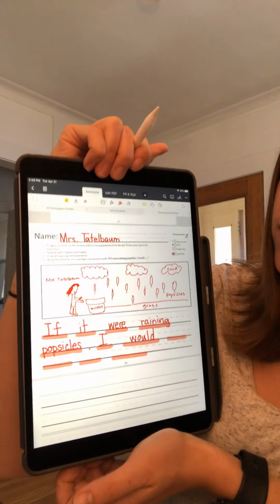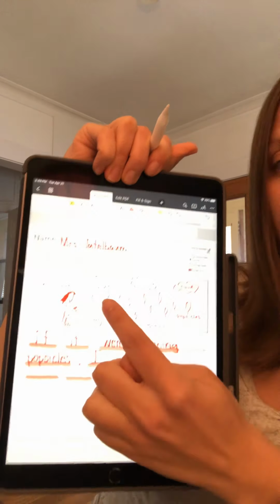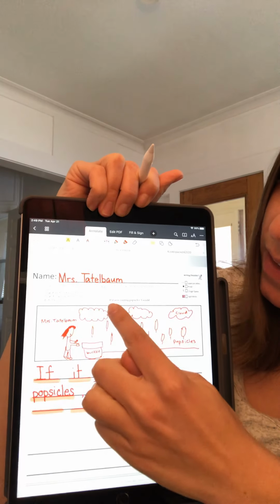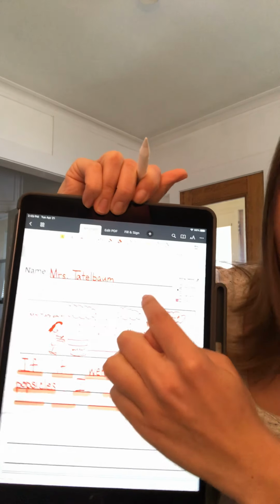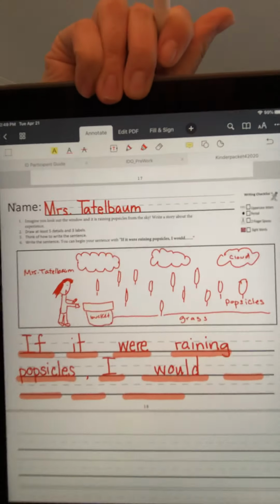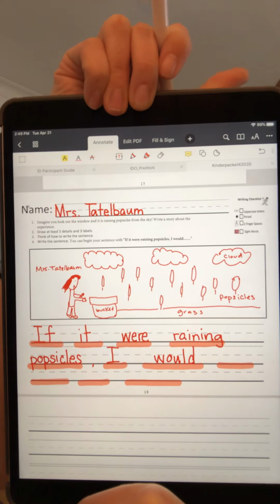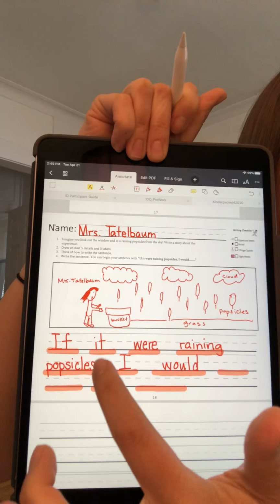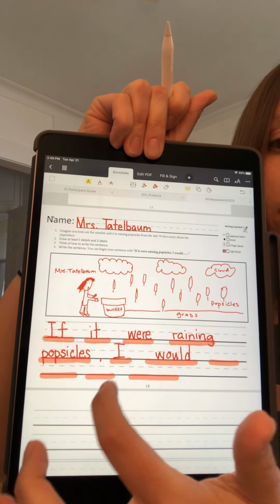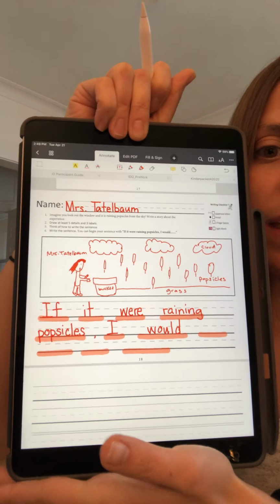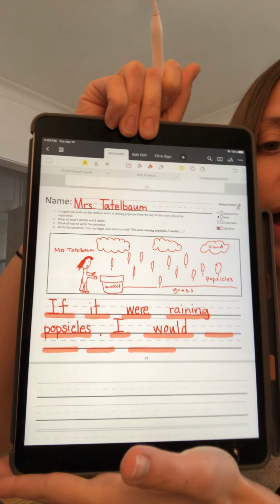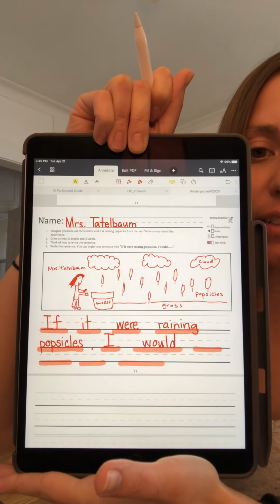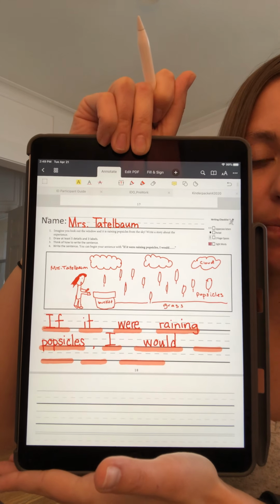That's a lot of words, but it's all right up here. So I want you to take some time. You can pause the video if you need to, but write that sentence. If it were raining popsicles, I would. It's right at the top of your page. And like I said, I know that's a lot of words. That's 1, 2, 3, 4, 5, 6, 7 words. If it were raining popsicles, I would. I know you can do that. So go ahead and pause your video if you need some time to write that.